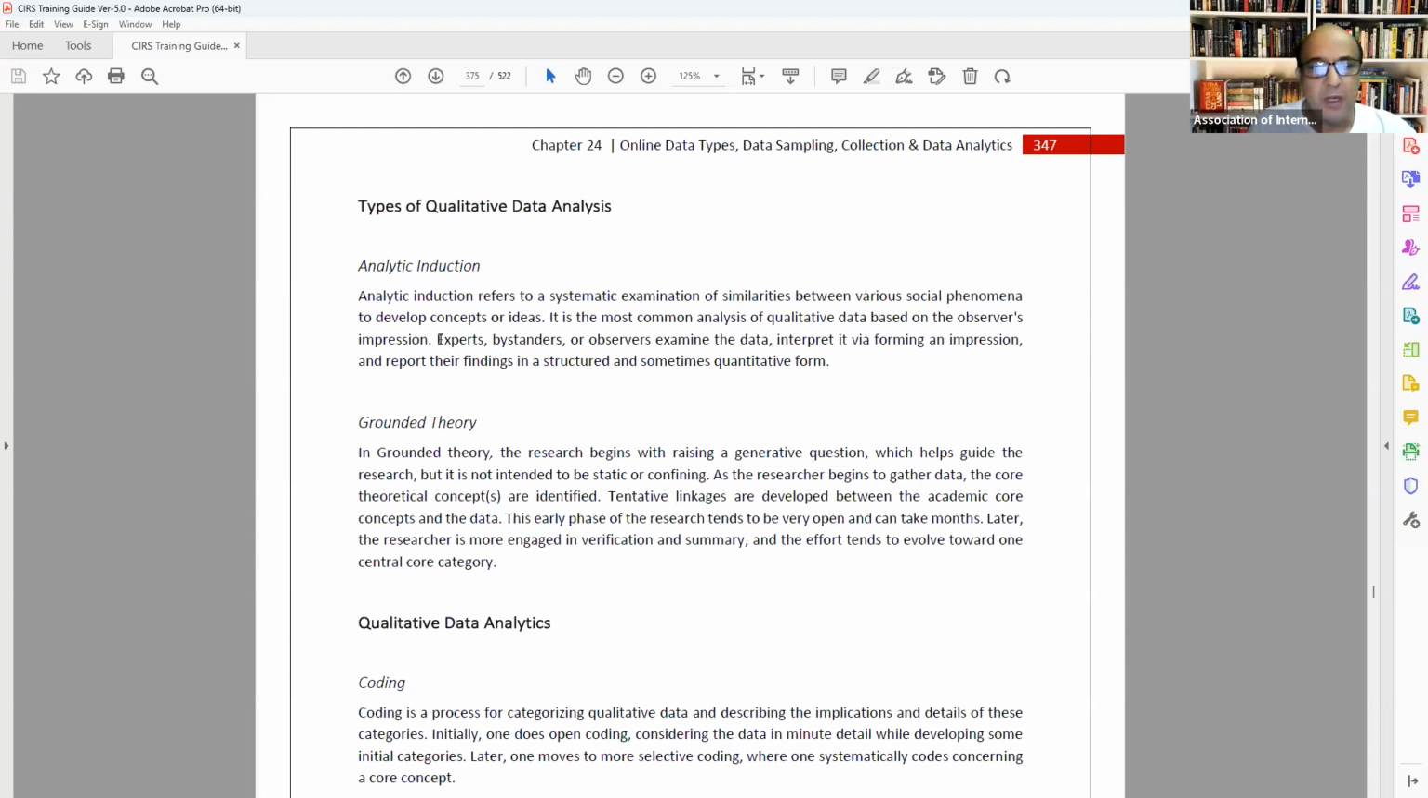So anything that you can gather or gain insight upon by just looking at it, or at that very moment that you're collecting that data information, that is analytic induction.